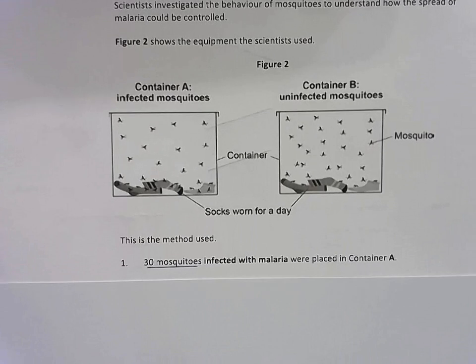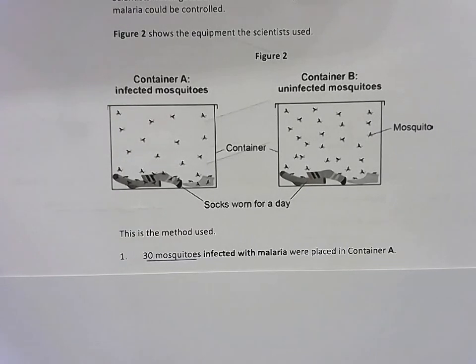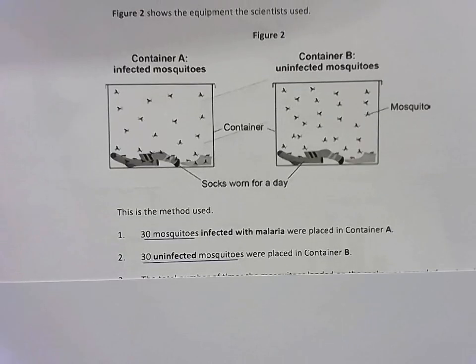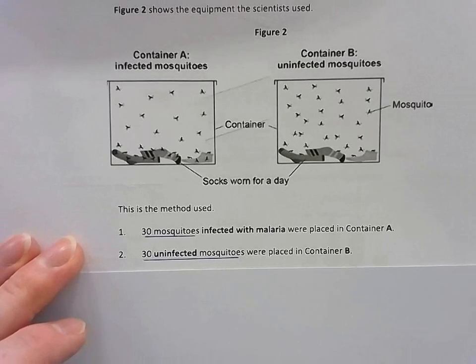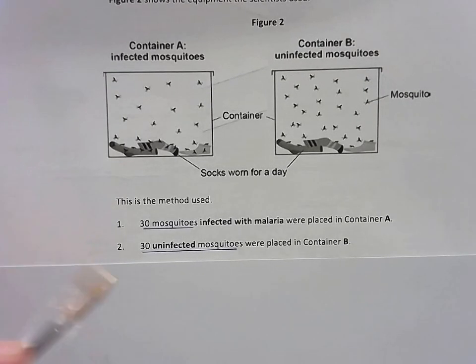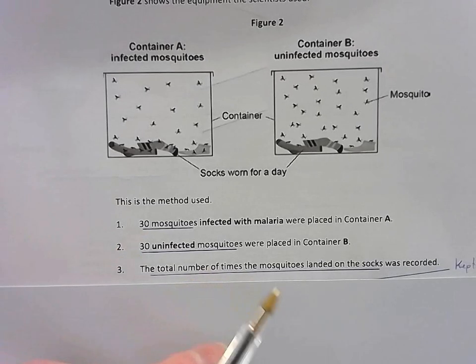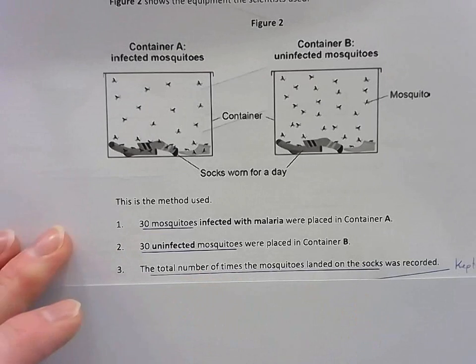So first, we've got 30 mosquitoes infected with malaria, and they're placed in container A. And I've underlined the 30 mosquitoes, and we'll come back to why. Then we've also got 30 uninfected mosquitoes placed in container B. So the same number, that's going to be important in a second. Third thing, the total number of times the mosquitoes landed on the socks was recorded.